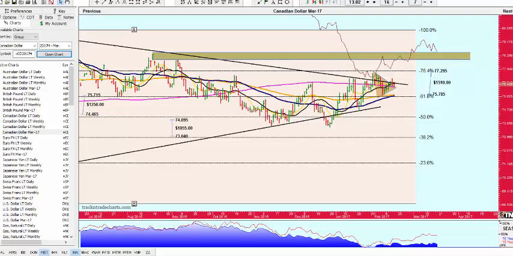Today we're going to take a look at the Canadian dollar, the March 2017 Canadian dollar. That's 6CH7 or CAD, depending on which platform you're trading on. So the March Canadian dollar had a little breakout here of this triangle. We've been watching the currencies for quite some time. The Canadian dollar was one of the messier ones.